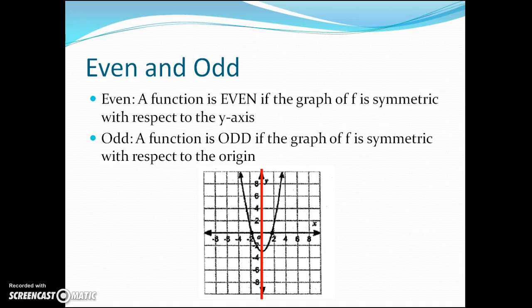So looking at this quadratic function, you can see I already drew the red line at x equals 0. This is the y-axis, and this reflects perfectly across the y-axis, so therefore it is an even function. If it was an odd function, you would have one arrow going up and one arrow coming down.